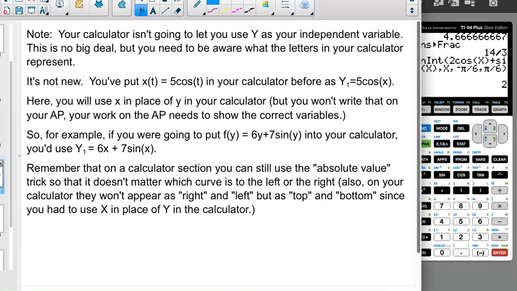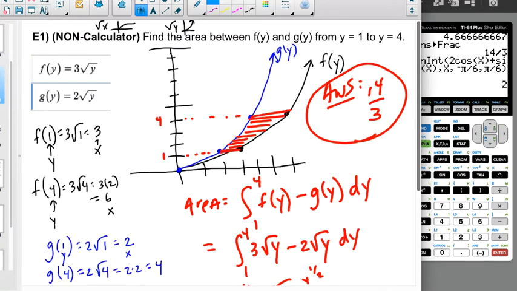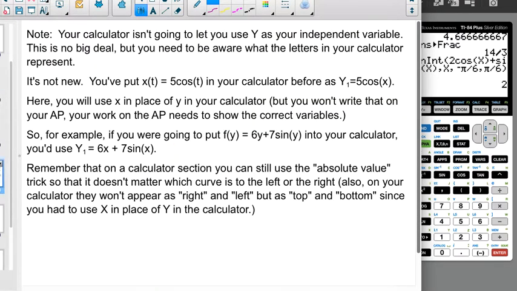All right, so here we go. So this is my little spiel that I've already been telling you. So in your calculator, you're not going to be able to use y as your independent variable. It's not a big deal. So the reason I didn't mention it till now in the slides is technically you weren't using a calculator on these questions, right? But I'm telling you, you should pretty much always check your work on a calculator anyway.